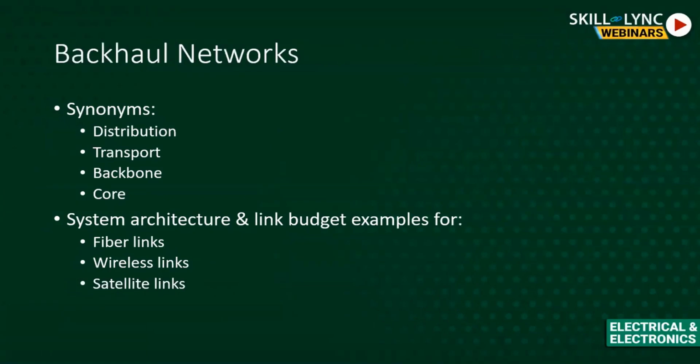So just to clear up some of the synonyms here, this is often referred to as distribution networks or transport network, or some people also call it backbone or the core network. So they're all synonyms, so we can use them interchangeably in a loose sense, of course. Architecture and link budget, I'll just share some examples for fiber link, wireless links.